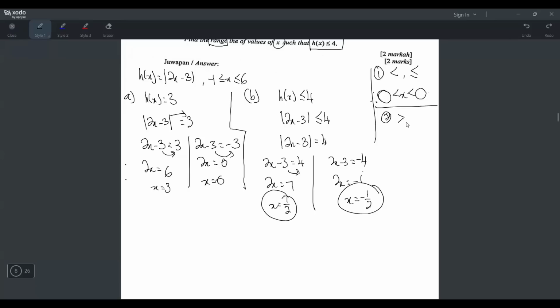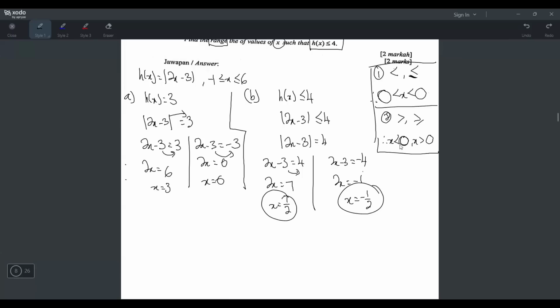Case 2 is if it's bigger or bigger equals, then your answer will look like this. x smaller than something, x bigger than something. But this number has to be the small number, and this one has to be the big number. Okay, so I repeat one more time. When the symbol is smaller or smaller equals, your answer has to be in between. If the symbol has a line below, then here you also put the line. If there is none, then no line. But if it's bigger or bigger equals, then your answer has two parts. One answer is x smaller than the small number, and the other one will be x bigger than the big number.